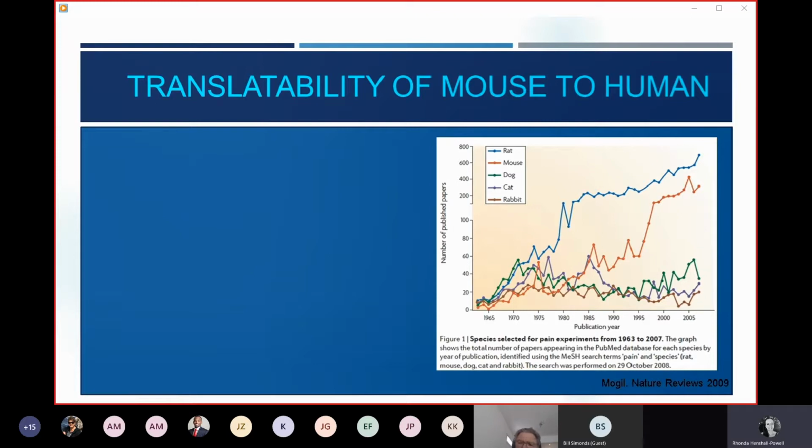Can we actually say that the mouse sensory system is homologous to the human sensory system? A lot of these characterization studies had previously been done on the rat, but can we actually say that the mouse system is the same? And in that sense, are we actually just studying mouse pain and not human pain?